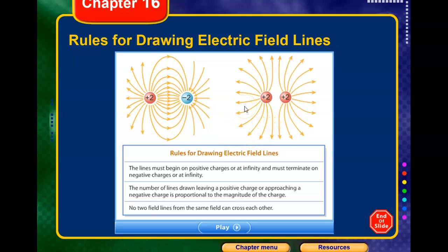Think about it like the beginning: these field lines have the same charge. Two like charges repel each other, so they can't touch. Field lines go out from the positive towards the negative. And the more lines you have, the greater the electric field, the greater the strength of that charge.